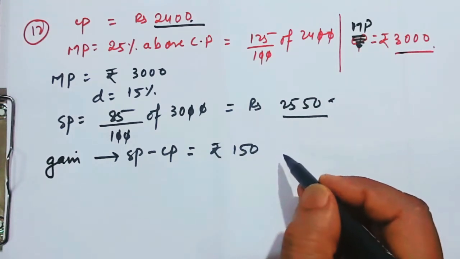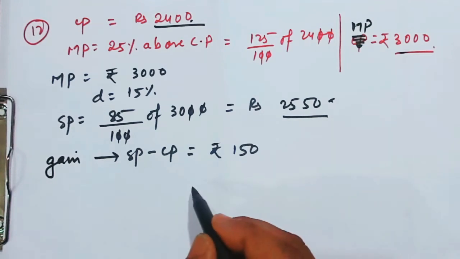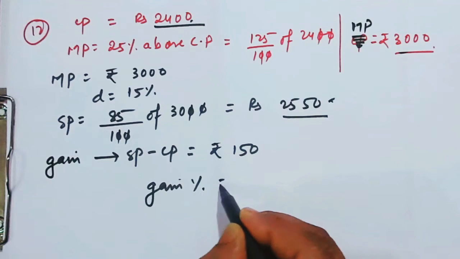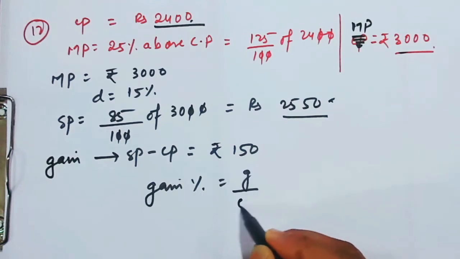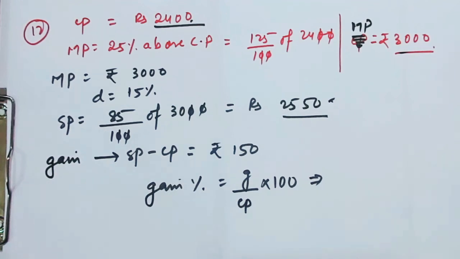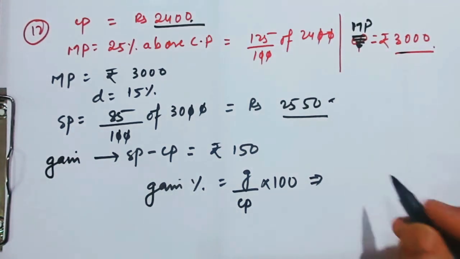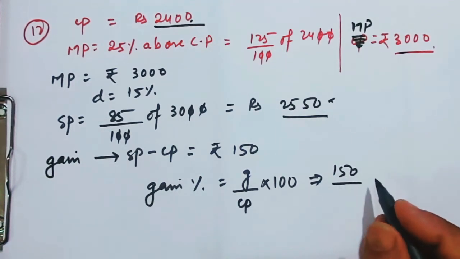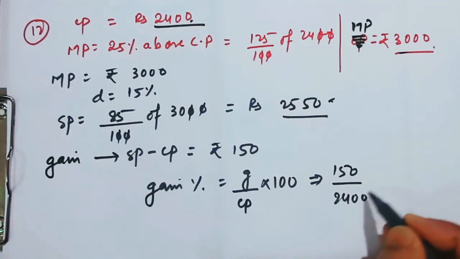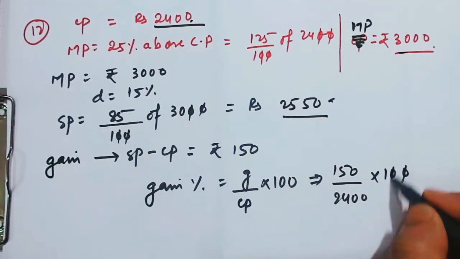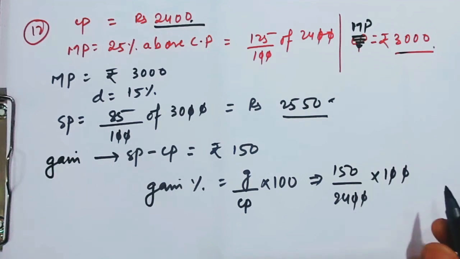Now can't you find the gain percent? So your gain percent will be equal to the same formula, gain by CP into 100. Gain percent or loss percent is always calculated on cost price. Please do remember it. Chalo beta. 150 by CP. Where is CP? 2400 times 100. Okay. So when you solve this, you know what you are going to get?